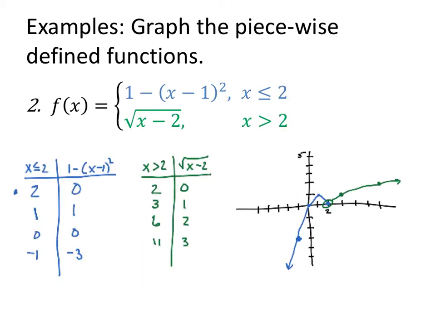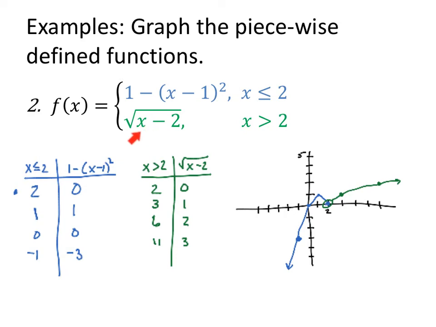A second example. A little less detail this time, but still. When x is less than or equal to 2, I use a solid dot. 2 and values less, 1, 0, negative 1. I evaluate, making sure to use my order of operations appropriately.